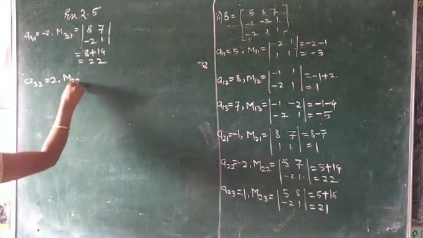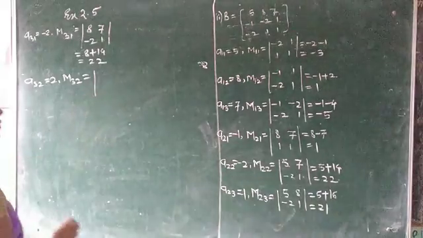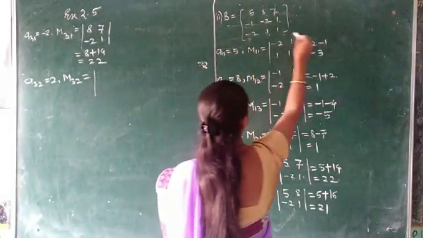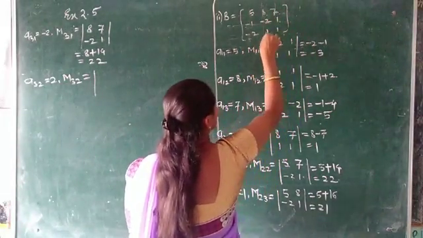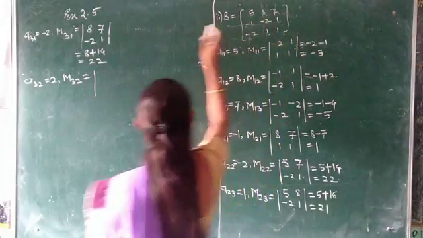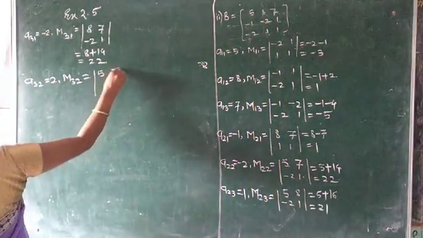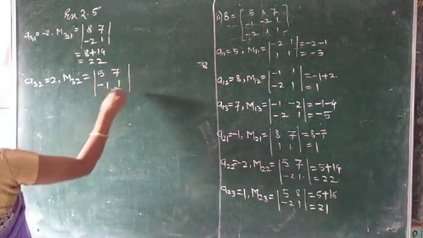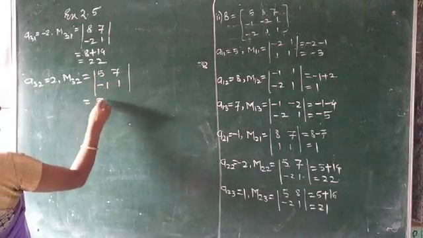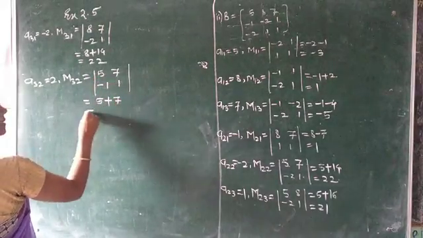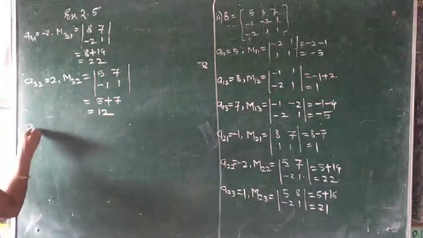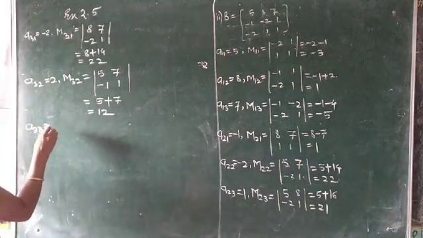So here we delete third row and second column. Third row, second column. So 5, 7, minus 1, 1. 5 into 1, 5, minus minus plus 7. 5 plus 7, 12. And last element A33 is equal to 1.